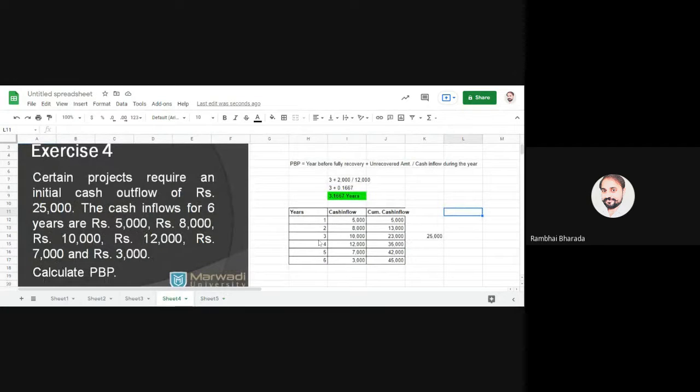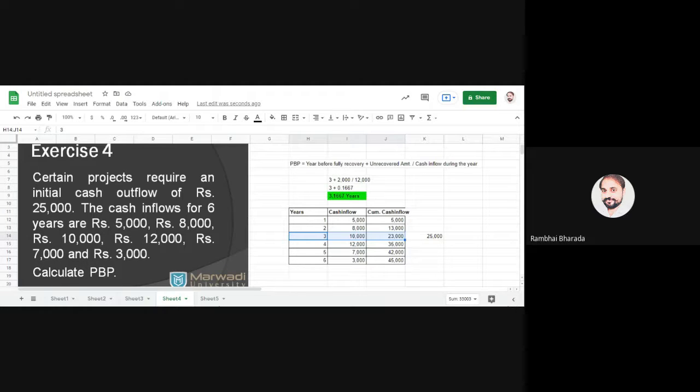See, up to the third year हमने कितना रिकवर किया है? टोटल अमाउंट कितना वापस मिल गया हमें? 23,000. ओके. अब फोर्थ ईयर में देखो कितना हो रहा है? 35,000 टोटल मिला के. तो ईयर बिफोर फुल्ली रिकवरी, फुल्ली रिकवरी फोर्थ ईयर में है. तो ईयर बिफोर फुल्ली रिकवरी यानी कौन सा ईयर होगा? थर्ड ईयर.